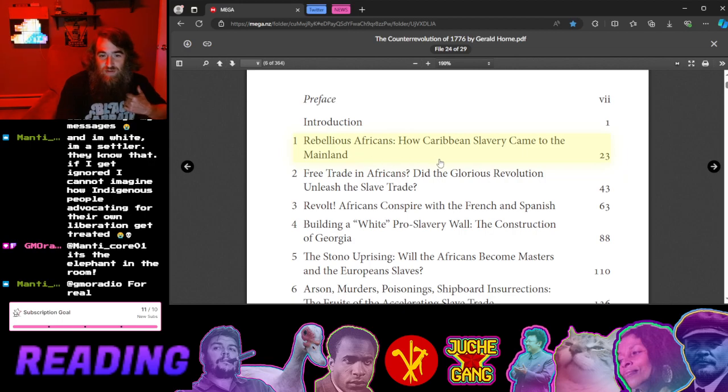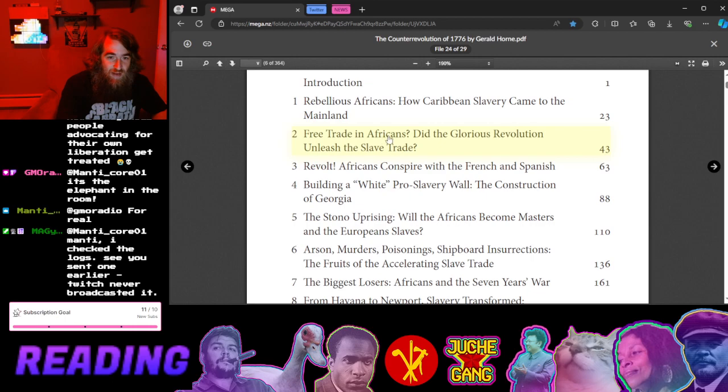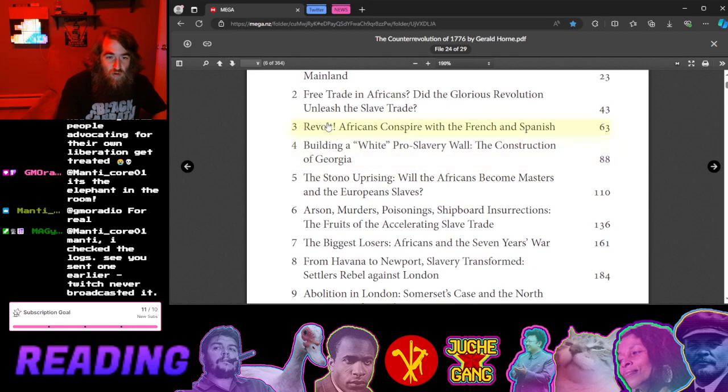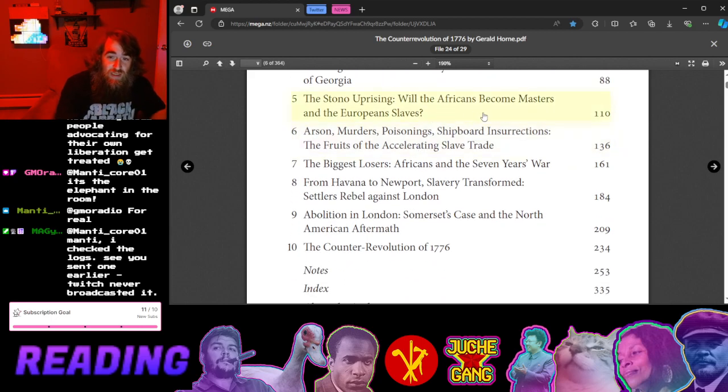Then Rebellious Africans: How Caribbean Slavery Came to the Mainland. Free Trade in Africans: Did the Glorious Revolution Unleash the Slave Trade? Revolt: Africans Conspire with the French and Spanish. Building a White Pro-Slavery Wall: The Construction of Georgia. The Stono Uprisings: Will the Africans Become the Masters and the Europeans Slaves?